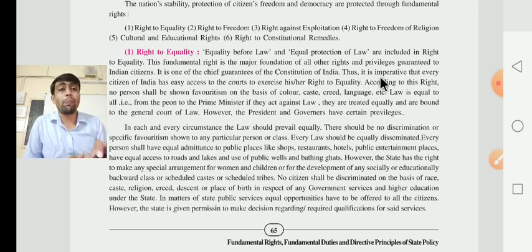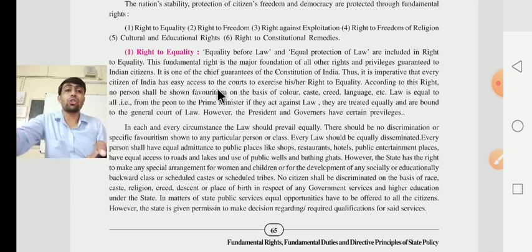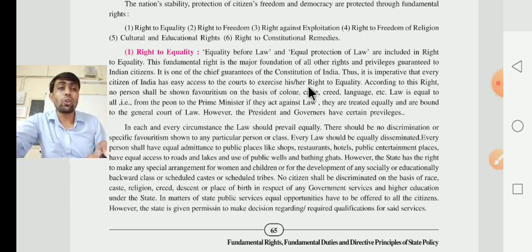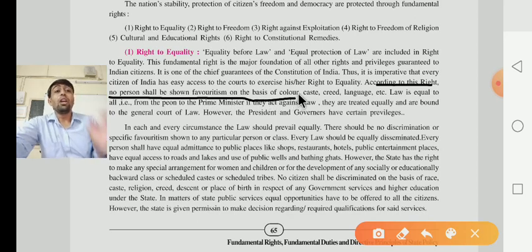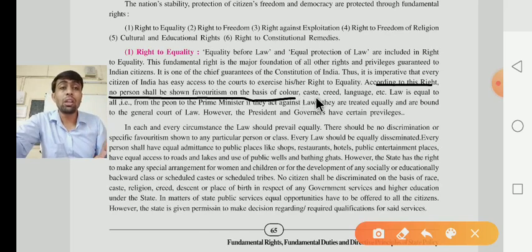Imperative means necessary, avashyak, that every citizen of India has easy access to the court to exercise his or her right to equality. And according to these rights, no person shall be shown favoritism on the basis of color. According to these rights of equality, no kind of favoritism, no kind of partiality on the basis of color, caste, creed, and language.